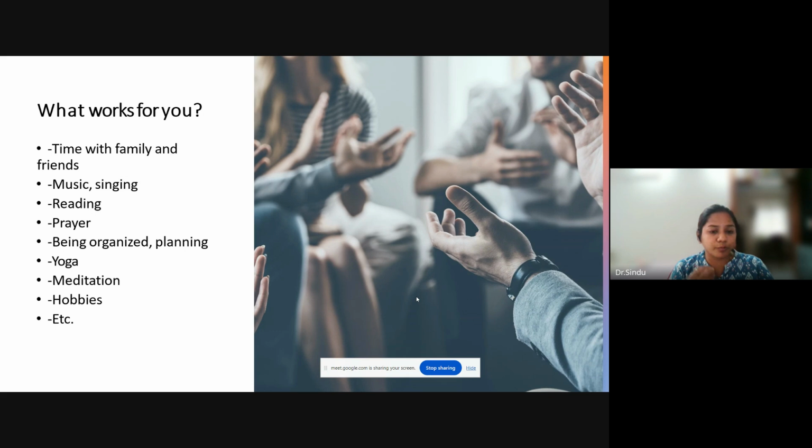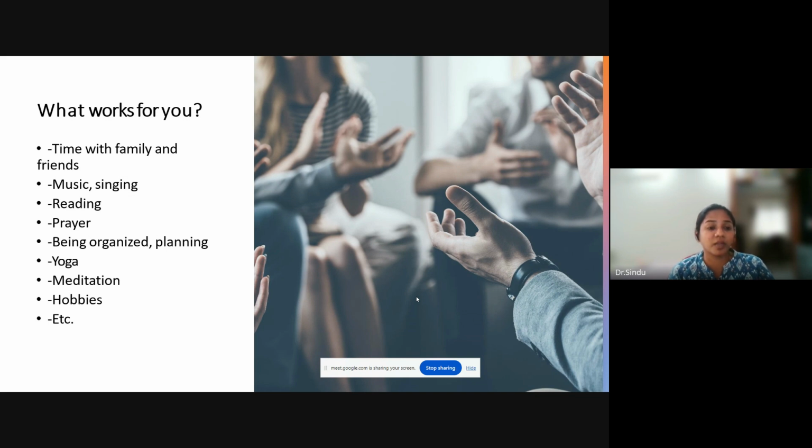You have to spend time with your family. If you are not doing that, your stress levels may increase because you are not sharing anything with your parents and friends. One more stress reduction technique is music and singing. When you are listening to music, automatically your stress is reduced. When you are singing or humming, it also reduces your stress. When you feel stress, just read any kind of book. It reduces the stress.